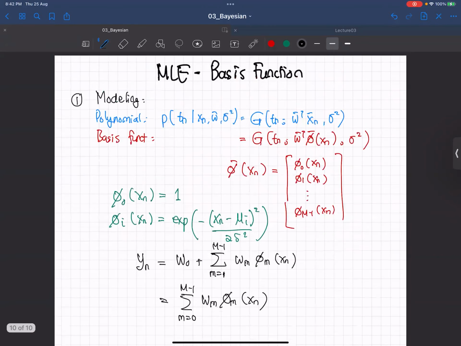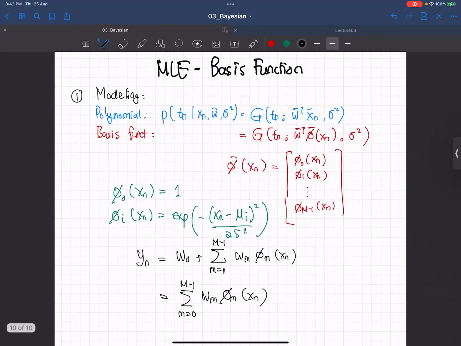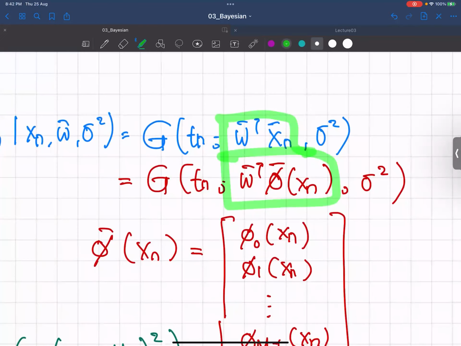And the rest is exactly the same. The difference is only here, right? The difference is only there, in the green area. Mathematically, they are the same thing. So the operations and the derivation of the equation are all the same.